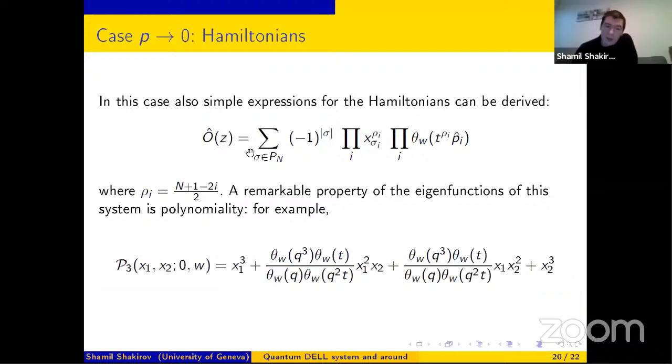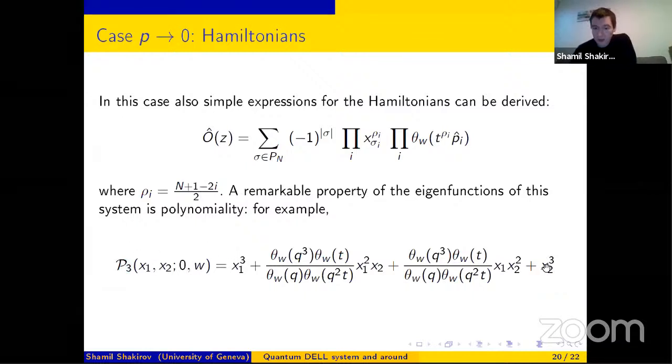So here instead you have a sum over permutations. Of course, for given n, there are finitely many. And it's this. And the remarkable property of eigenfunctions of the system is polynomiality. They are just as usual Macdonald polynomials, or just as usual Ruijsenaars system, the eigenfunctions are literal polynomials. And I show an example for the third symmetric power of the fundamental representation.